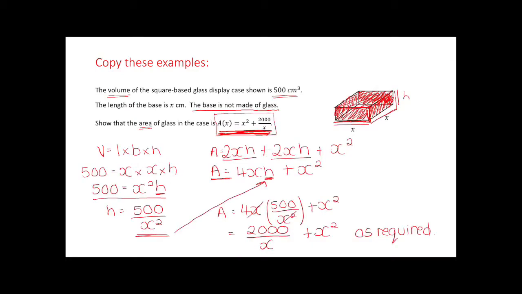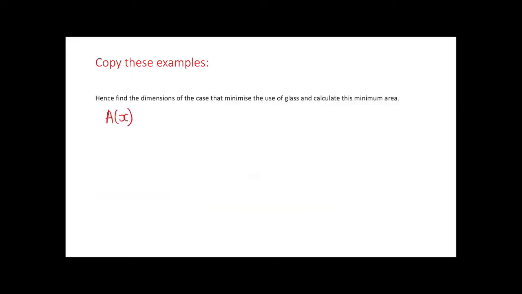So in part B, it asks us to find the dimension of the case that minimises the use of glass and calculate its minimum area. Now that should seem like quite a familiar statement to you because this is all about your maximums, or in this case your minimums, and that is something that we've been doing a lot in the last few lessons. So we were told that the area of the glass is A(x) equals x squared plus 2000 over x.